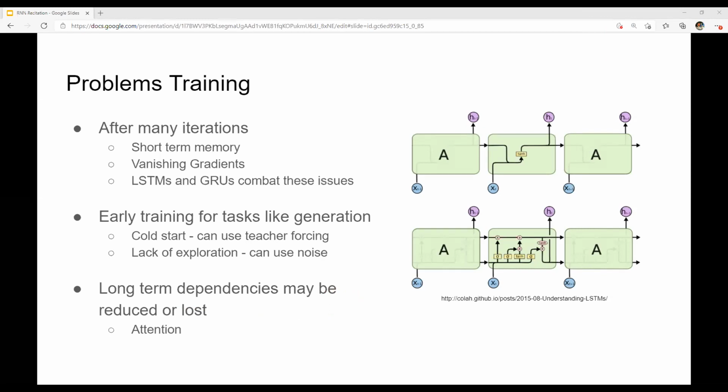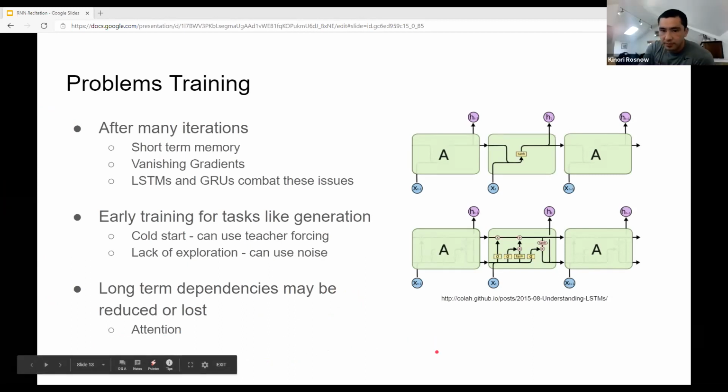I'm sorry, okay. I missed the teacher forcing point. I wonder what that is. Could you explain what it is? What point? Sorry. Teacher forcing. Oh, the teacher forcing point.